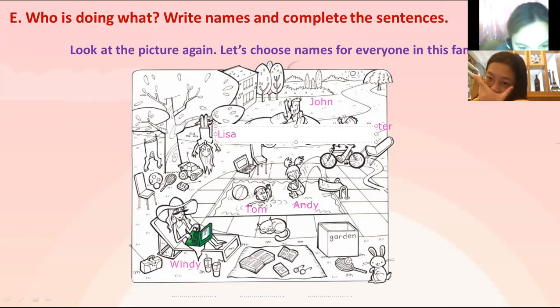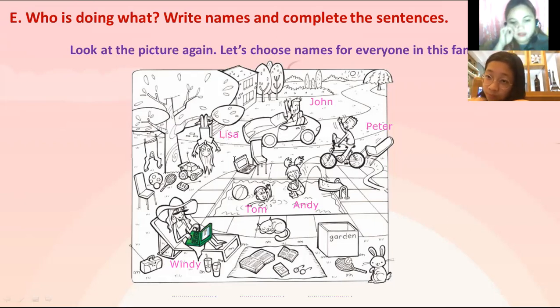Lisa. Okay, so now you take note of the names of the family, okay? So the father is John, brothers are Peter and Tom, little girls are Andy and Lisa, and the mother is Wendy. Okay? Because we are going to use their names here in the next activity.